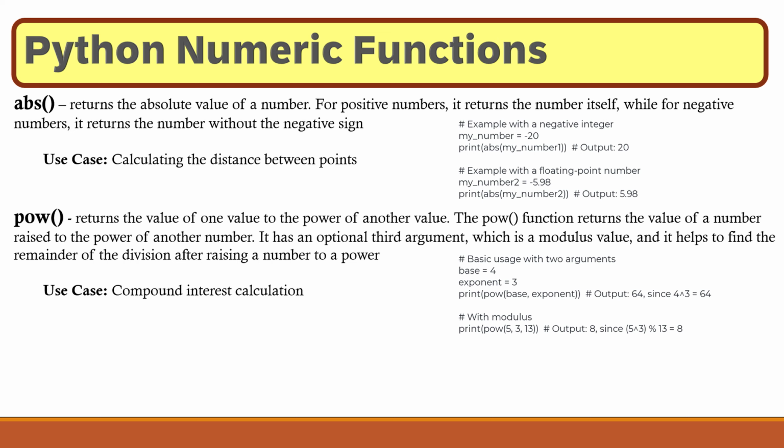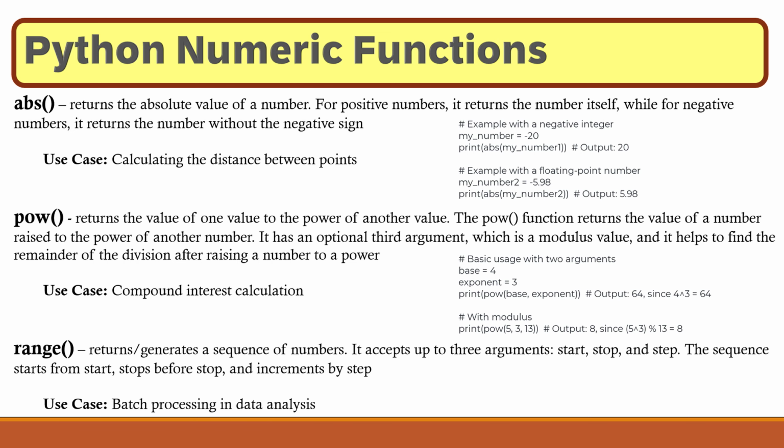The range function returns a sequence of numbers. It accepts up to 3 arguments: start, stop and step. The sequence starts from start, stops before stop and increments by step. And a use case of where it's used is in batch processing in data analysis.